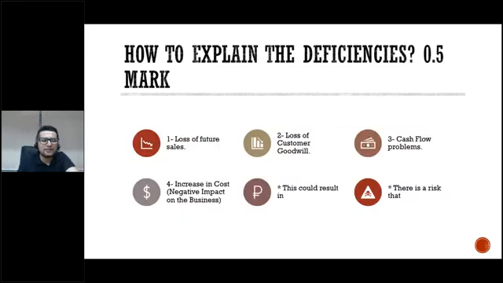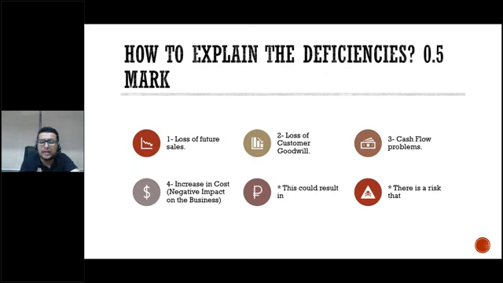How to explain the deficiency? In order to explain the deficiency, we have to use wording which is going to create an apprehension in the mind of the client. We have to make sure that the client is afraid of that thing. How to make sure that the client is afraid of that deficiency? We have to make them realize that because of that deficiency, your future sales could be lost. Because of that deficiency, your customer goodwill will be compromised. If you are not going to overcome that deficiency, you might face cash flow problems and liquidity problems in the future. If you are not going to overcome that deficiency, that could increase your cost, and this will have a negative impact on the business.